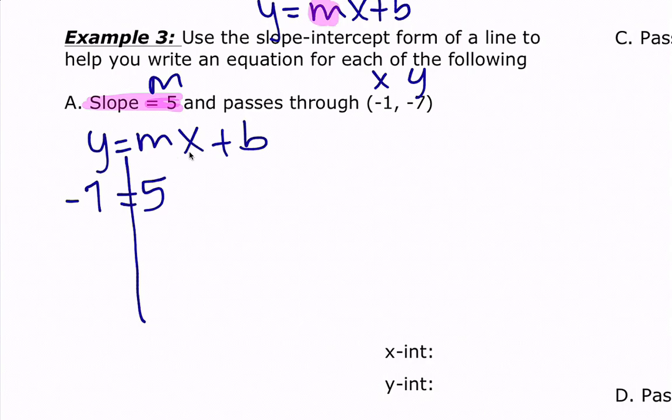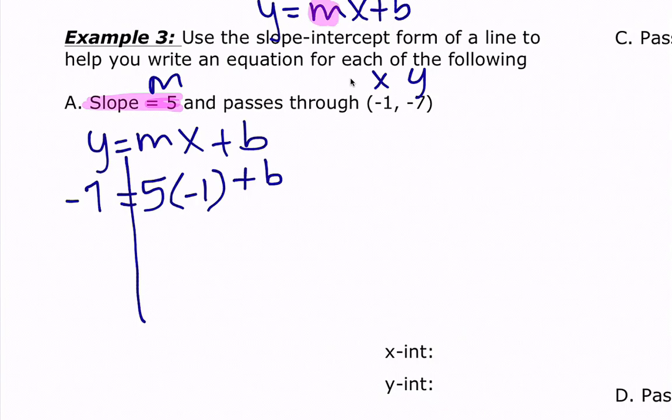Okay, I want to replace x. Well, my x is going to come from this point. I'm going to replace x with -1. Put it in parentheses, because when two variables touch, that means multiply. So parentheses means multiply. And I don't know what b is. Okay, that's what I still need to find in order to write this equation. So I'm going to leave it as plus b.